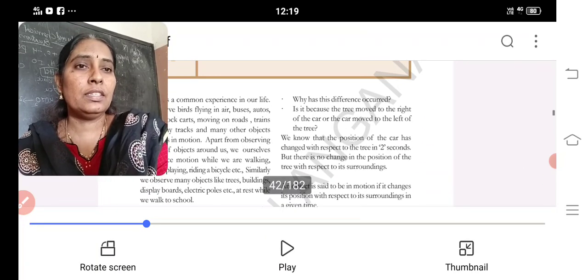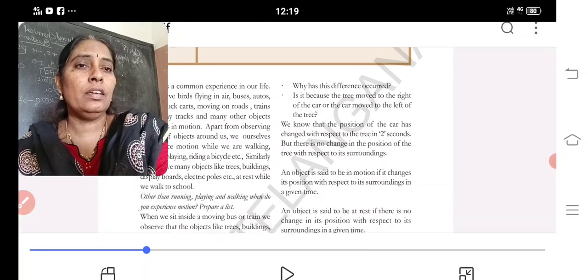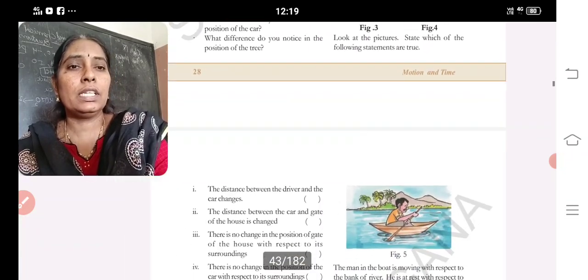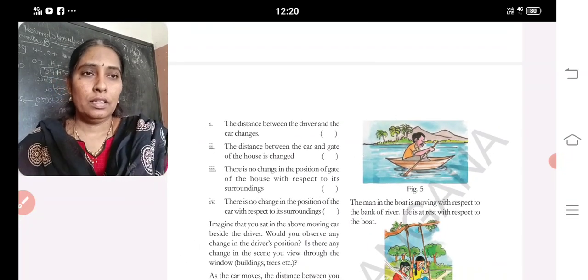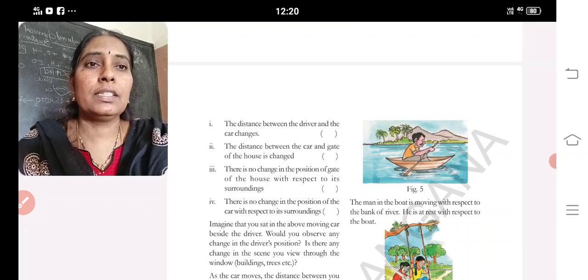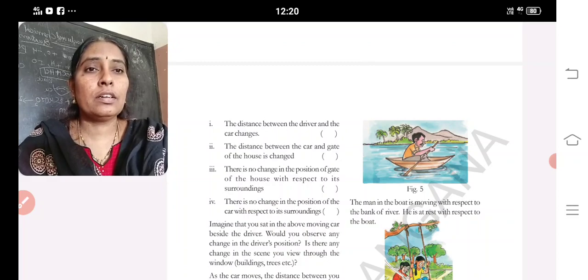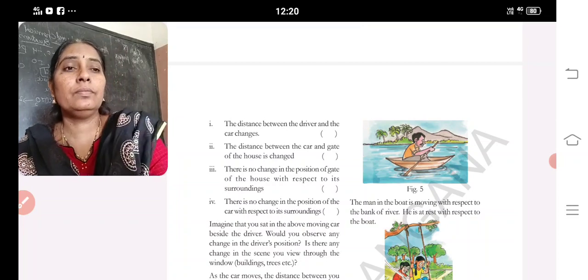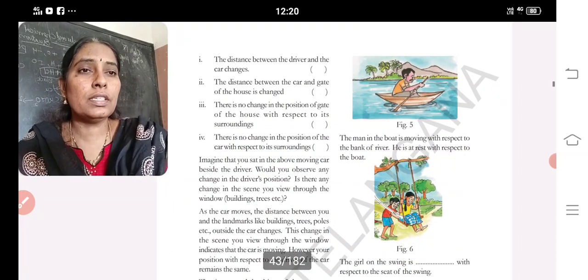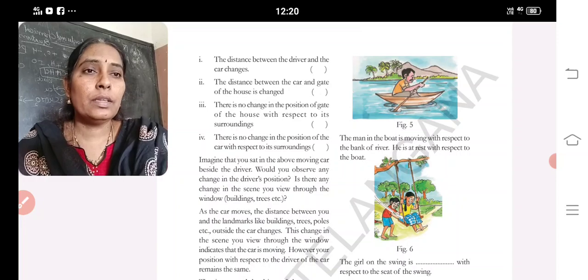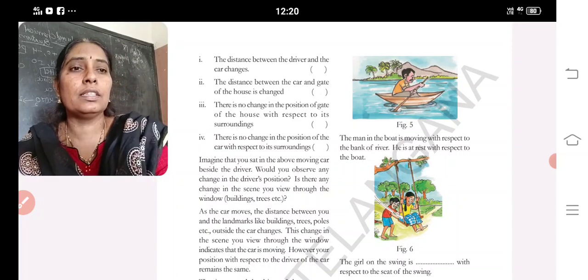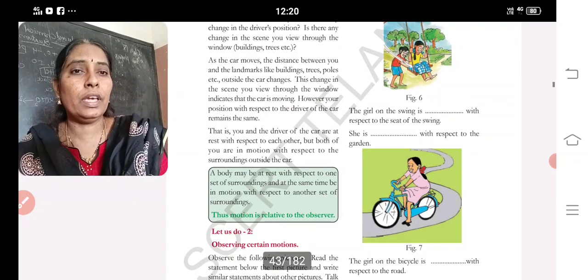And if an object is not moving and stays constant there only, then it is said to be at rest. Is the distance between the car and the gate of the house changed? No. Here the person on the swing is moving, and the person sailing in a boat also moves from one place to another. All these are examples of motion.